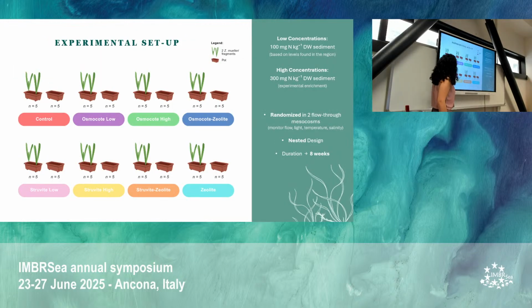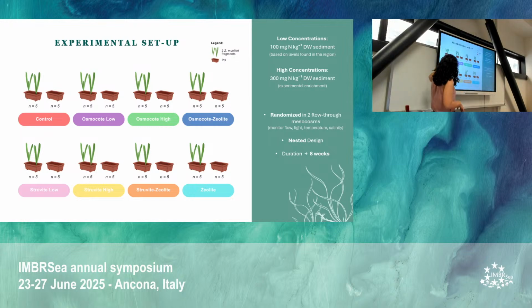So this is the experimental setup of my study. I have 8 treatments. I have a control treatment without fertilizer addition, and I have osmocote at low and high concentration. I have struvite at low and high concentration, and I also have treatments with low concentration of osmocote and low concentration of struvite with zeolite addition, and zeolite alone as a procedural control.